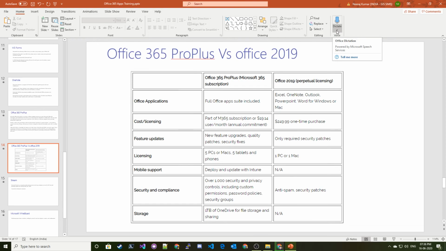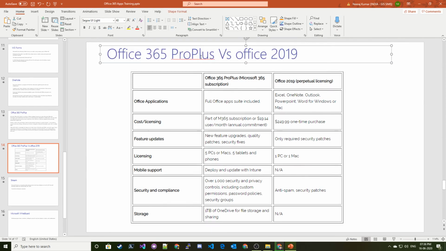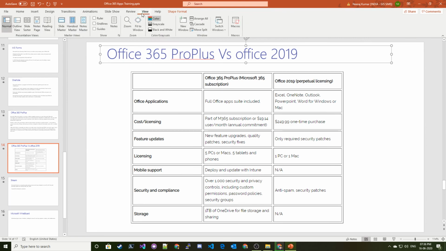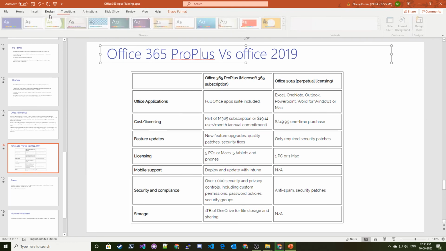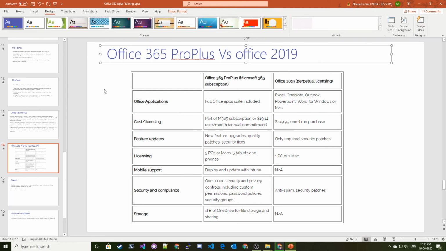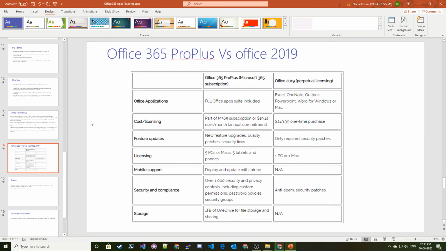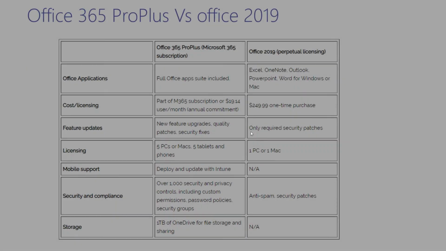Every perpetual license will always get updates later in comparison to Pro Plus. So Pro Plus will always have features, for example dictate, then you have design ideas, right? You have design ideas, and all the latest features are always going to be in Pro Plus, then they are going to be released to perpetual licensing. Okay, so this is all what I wanted to discuss about Pro Plus versus your perpetual licensing.